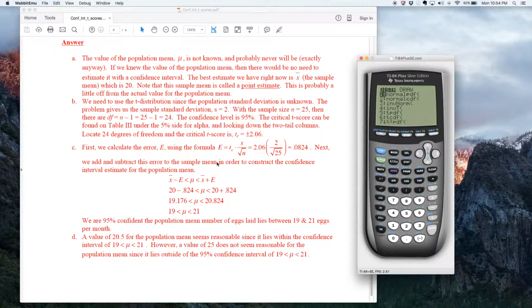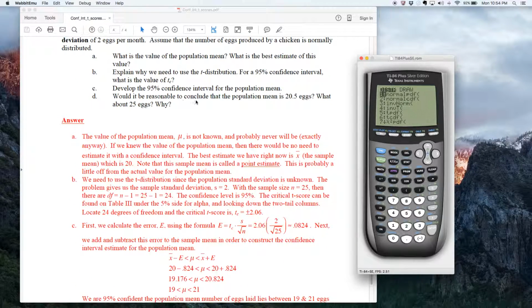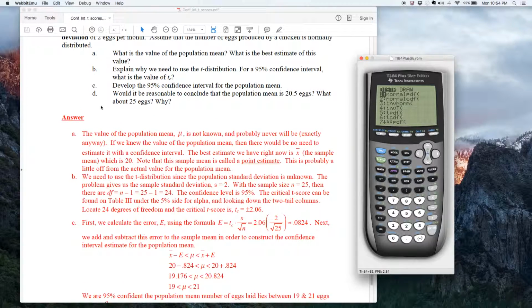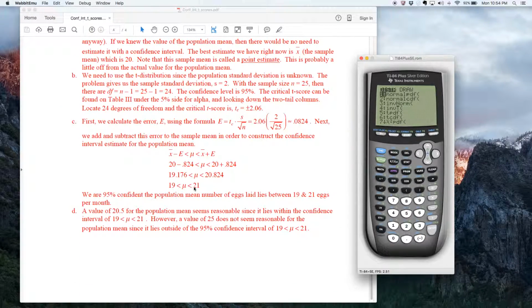So we have that. Then it says, would it be reasonable to conclude that the population mean is 20.5? All right, well, yeah, sure. 20.5 lands inside my confidence interval. Looks pretty good. What about 25? Well, 25, not so much. I mean, that lands way outside, right? So 25 does not land in your 95% confidence interval. Therefore, I would say that is not a reasonable value.